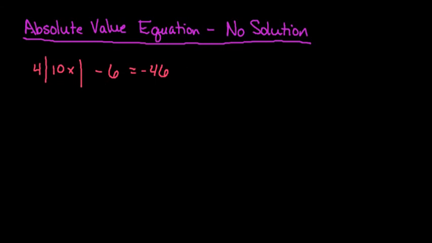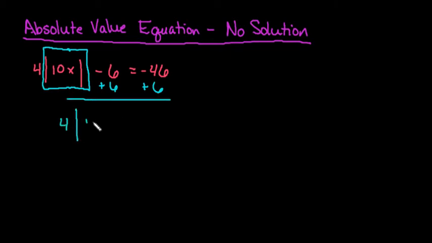With this, the first thing that you want to do with any absolute value equation is to get the absolute value itself alone on one side, because you really won't know that there is no solution until you get to that point. So the first thing that we would want to do is add this 6 to the other side. So we would be left with 4 times the absolute value of 10x, and make sure that you can tell that it's an absolute value and not a 1.